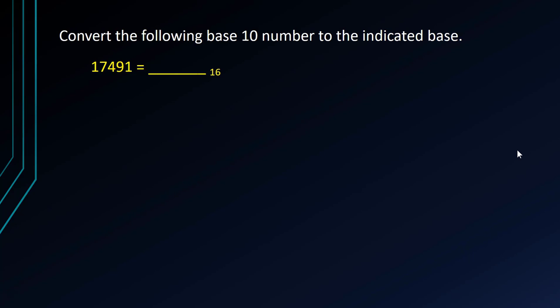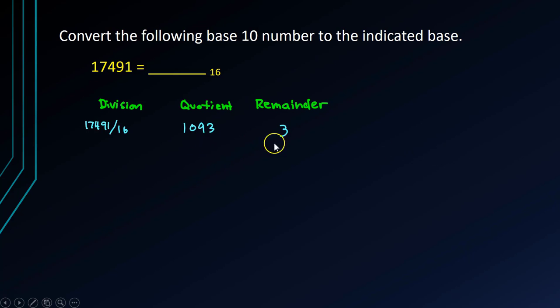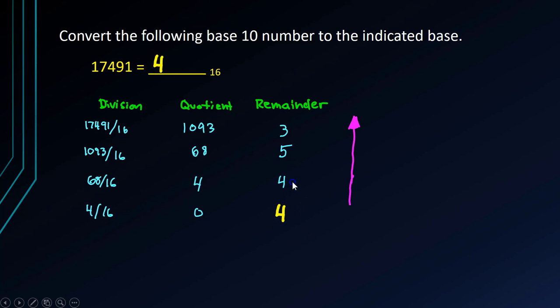For 17,491 written in base 16, again, my three columns are set up. I divide that number by 16. I get 1,093 with a remainder of 3. I then take the 1,093, divide that by 16, and I get 68, remainder 5. And I keep doing that until I get that 0 in my quotient column. So here I get a 4 with a remainder 4. Here I get a 0 with a remainder 4. So 4453 is my answer.